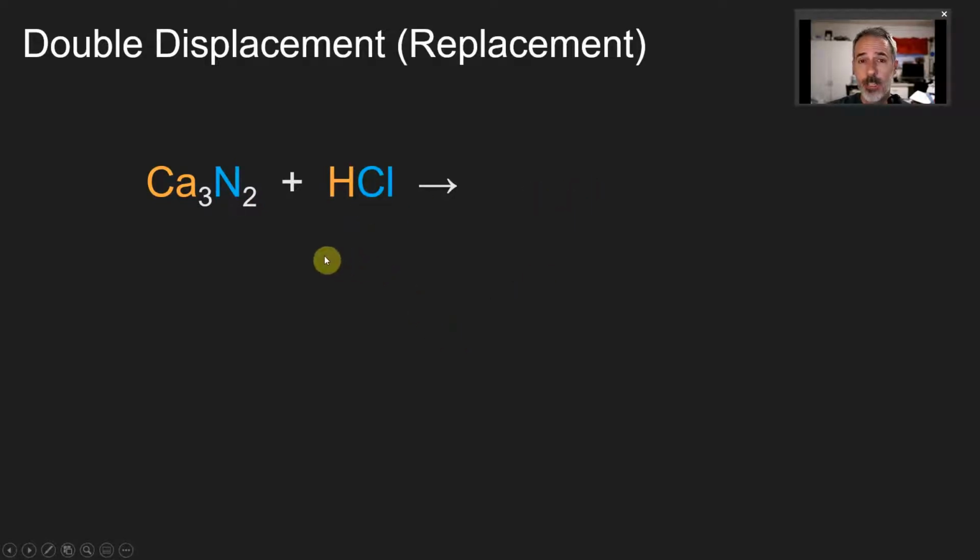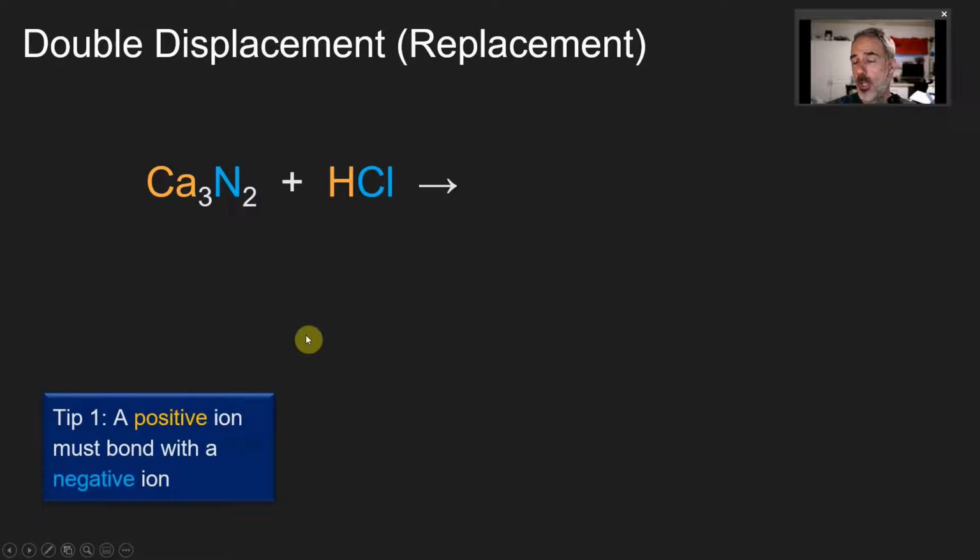Yeah, they're both negative, right? The positive ions are on the left. Calcium's +2, nitrogen's -1, H is +1, and chlorine's -1. I've color-coded them orange, and the negative ions are on the right. You'll never see the two negative ions, the two blue ions, get together. You'll never see the two orange ions get together either. They have to have a positive and a negative get together. So tip number 1, make sure a positive ion gets together with a negative ion.